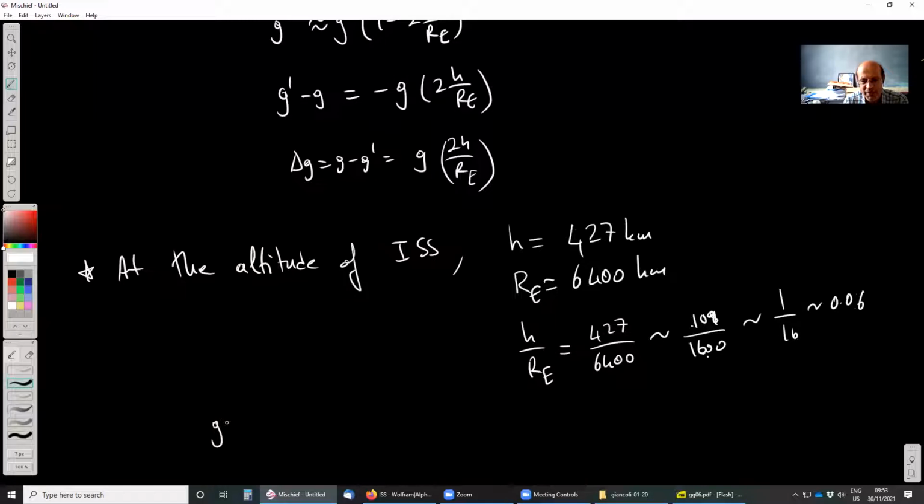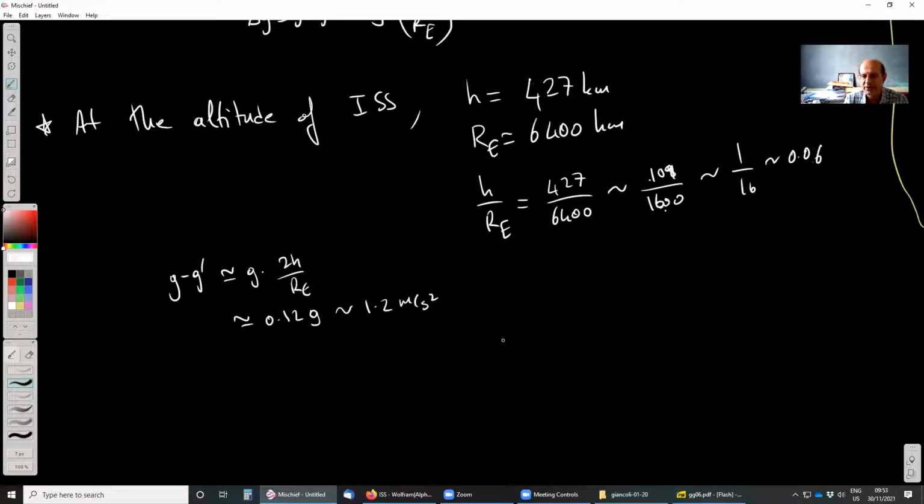G minus G prime would be G multiplied with 2H over RE. So that's going to be 0.12 G, about 1.2 meters per second squared. This is approximate in any case. Probably from the neglected terms, we might have some corrections as well. So if G is 9.8 meters per second squared, then G prime would be like 8.6 meters per second squared.